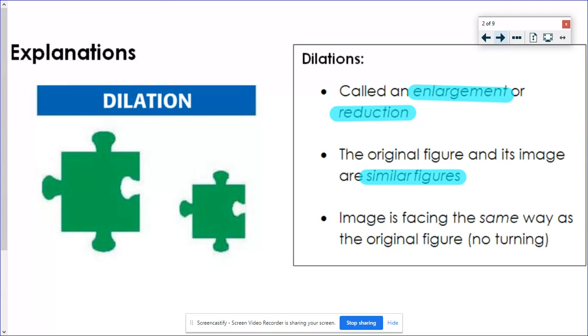For the dilations then, we've got these two puzzle pieces. If I'm going from this big piece down to the little piece, that's called a reduction. If I would go the other way around, if I said that this was my original piece and I go to that one, that's going to be an enlargement. But either way, you can see that these are similar. They're the same shape, but they're different sizes. They're not turning, they're not flipping, they're not sliding. It's just changing the size.